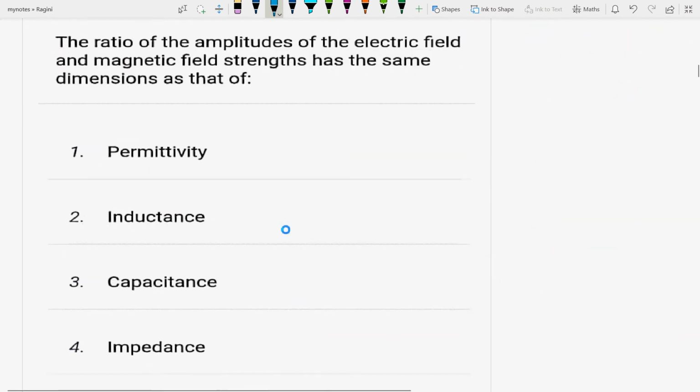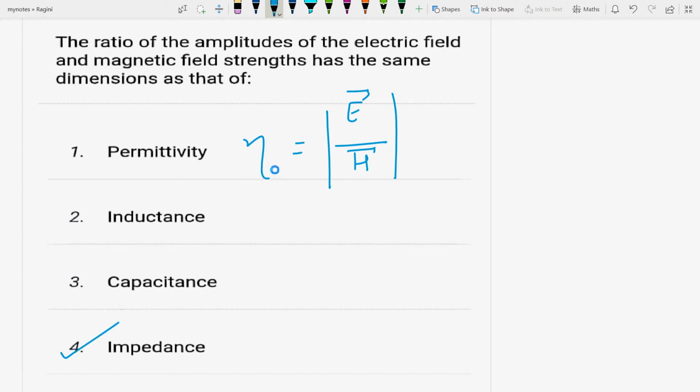Next question is, the ratio of amplitudes of electric field and magnetic field strengths has the same dimensions as that of permittivity, inductance, capacitance or impedance? It will be impedance. It is the ratio of intrinsic impedance. This you all know. Intrinsic impedance of the wave is defined as the ratio of electric field and magnetic field phasor. That is, it should be square root of j omega mu upon sigma. For free space, the intrinsic impedance is a real quantity. So this eta is equal to eta naught is equal to 120 pi, and this is 377 ohms. Okay, so this you should be knowing.